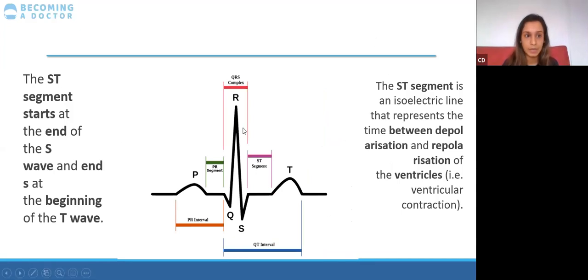And then we've got the ST segment, which I mentioned a little bit before. So segments are not the same as intervals. Intervals, as I mentioned, start from the beginning of a wave and end at the beginning of a wave, but segments don't necessarily start at the beginning. So this ST segment starts at the end of the S wave, so here, and ends at the beginning of the T wave. And the ST segment is simply an isoelectric line, so that means that it's like the baseline electrical potential that represents the time between the depolarization of the ventricles and the repolarization. So it represents the time during which the ventricles are basically contracting.